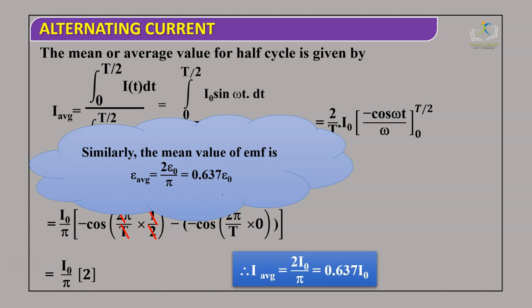Similarly, the mean value of EMF is E average equals 2 E naught by pi, which equals 0.637 times E naught. I hope you are able to understand the peak value and the relation between the peak value and the average value of a current and voltage also. So this is all for today. Thank you for watching this video, students.